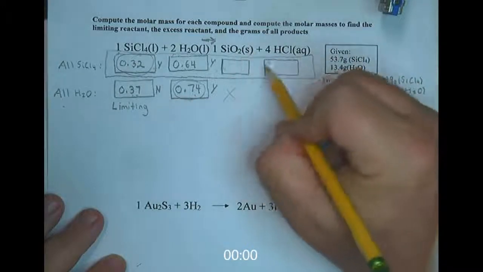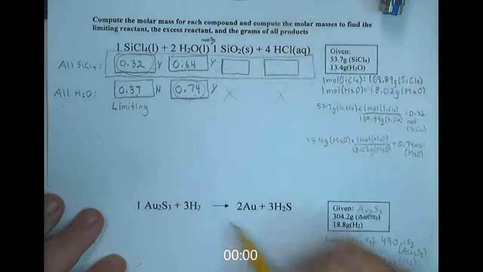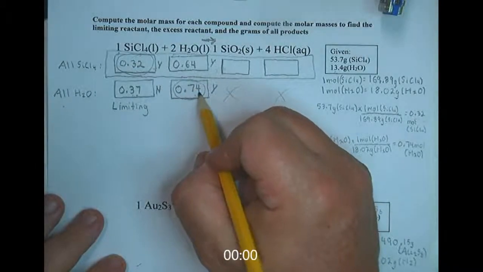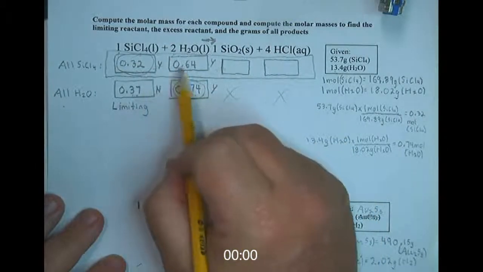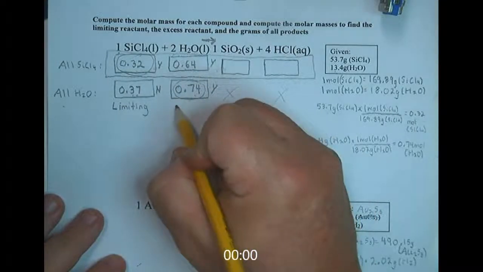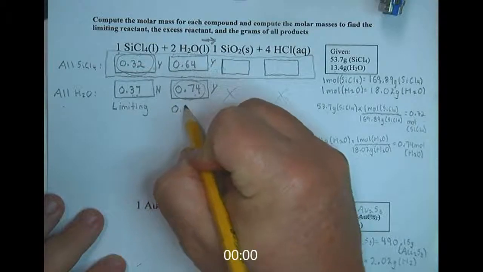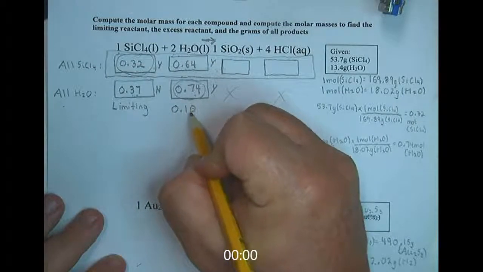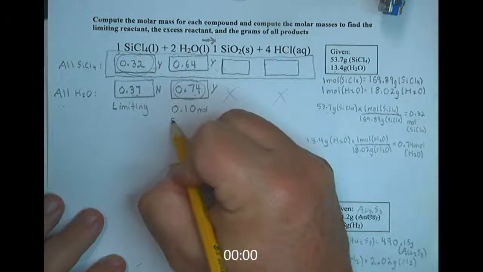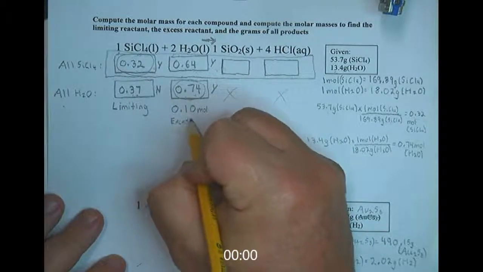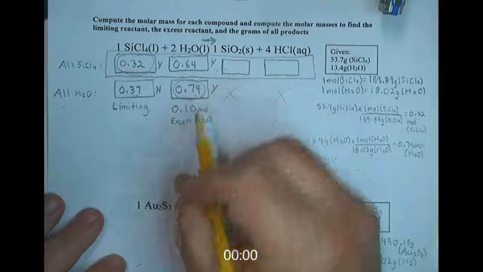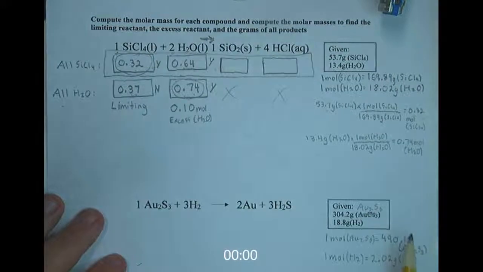And before we figure out the products here, let's figure out the excess. So it's always the bigger minus the smaller. We were given this much. For the reaction that actually works, we only needed 0.64, but we were given 0.74. So you do the subtraction and you get 0.10 moles of excess H2O. Okay, so one of them's limiting, one of them's going to be in excess.